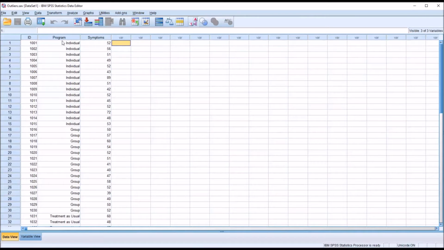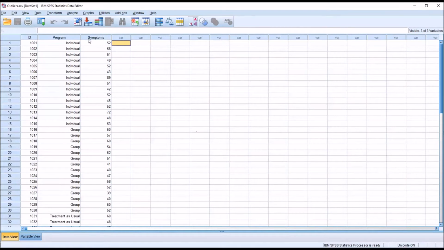And in a situation like this where we have program and symptoms, see program is our independent variable, it has three levels, and symptoms would be our dependent variable, perhaps we want to conduct an ANOVA. But before we could do that, we'd have to check for the assumptions for ANOVA, and one of those would be that there are no outliers in this dependent variable symptoms.